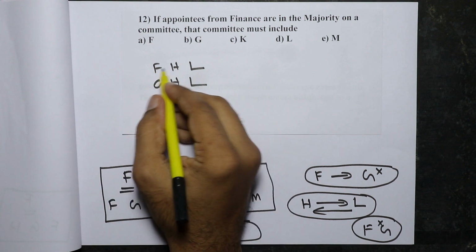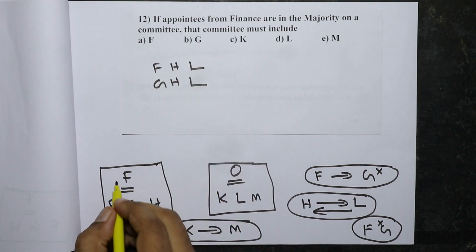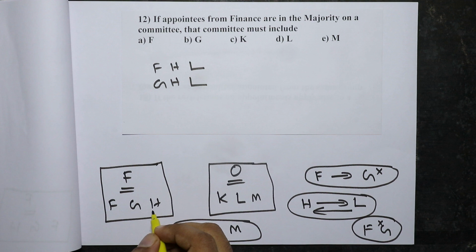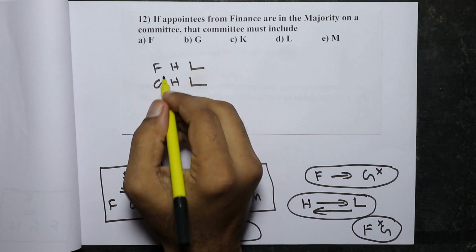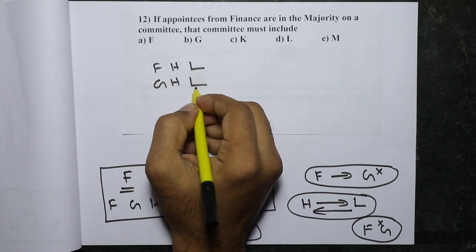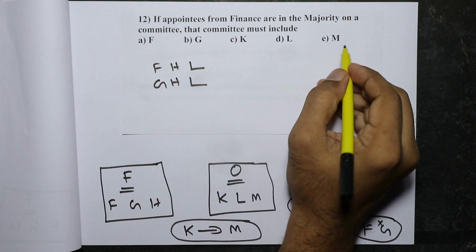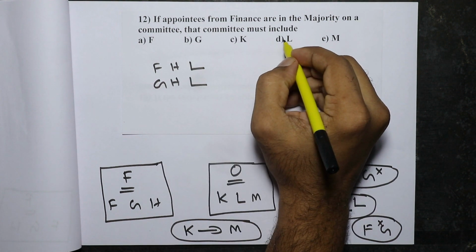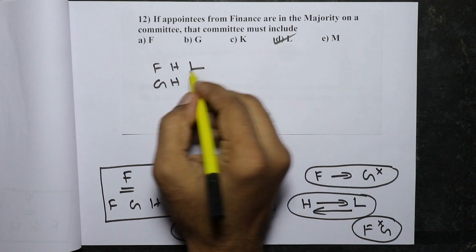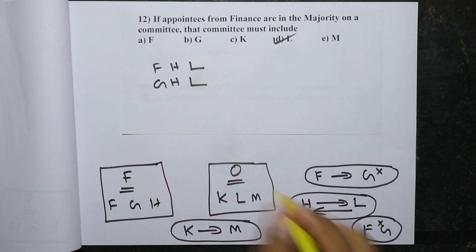So these are the two possible committees where people from finance are in majority. So you can see in both the committees, both H and L are there. H is not there among the options. So the only possible answer is L. That is option D, L. L should always be included.